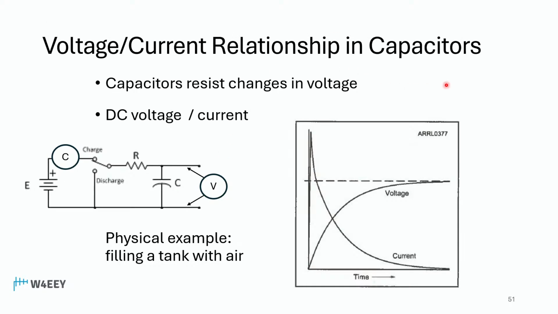So here, this is a variation of what we saw when we were talking about capacitors earlier. We saw that capacitors resist changes in voltage. And in the DC case, like this, when you first connect the battery, current will be flowing fairly fast, but the voltage across the capacitor takes a while to get up there.